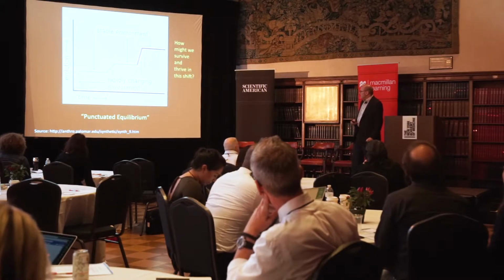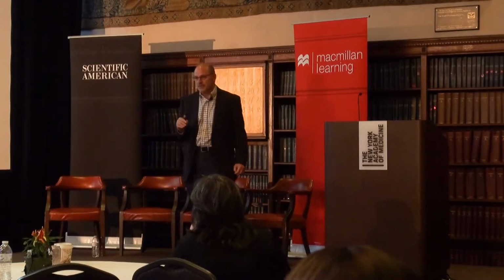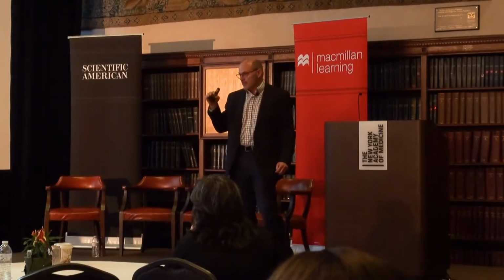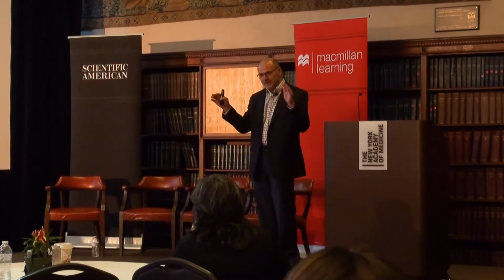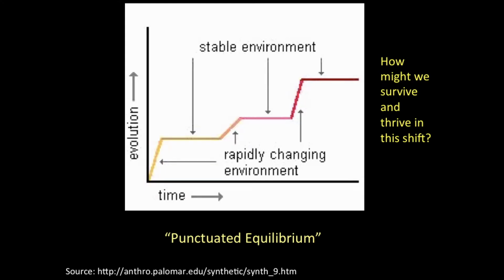I think we are, in higher education, at a moment of punctuated equilibrium. That we're at a moment when the speciation of what higher education looks like is changing rapidly. And that what will happen over the next 5, 10, 15 years, that started maybe 5, 10, 15 years ago, is one of these changes in higher education. And of course, evolution is not progress. So the question is, how do we thrive, not just survive, in this shift?